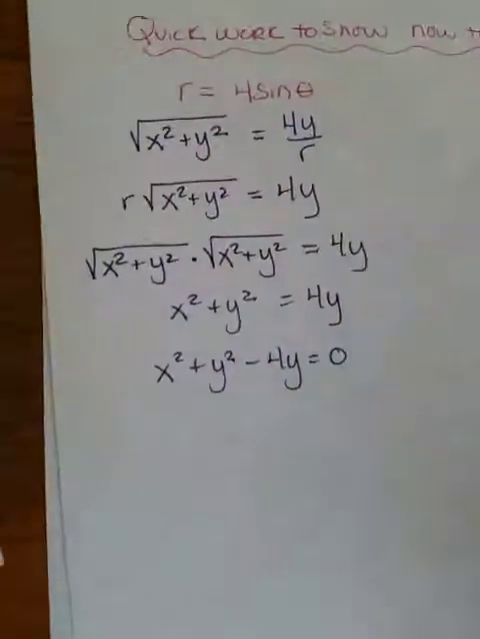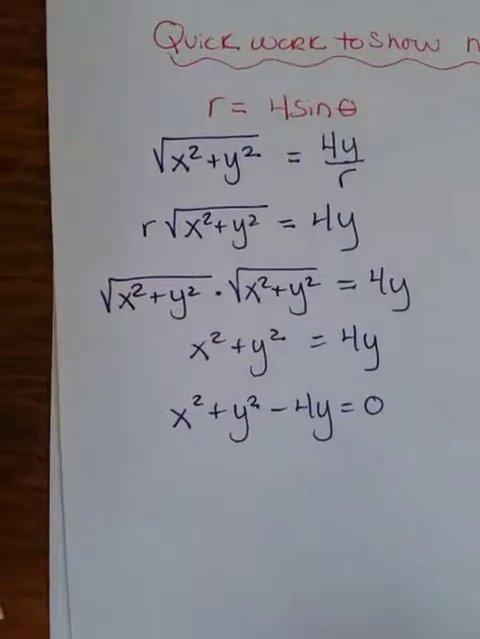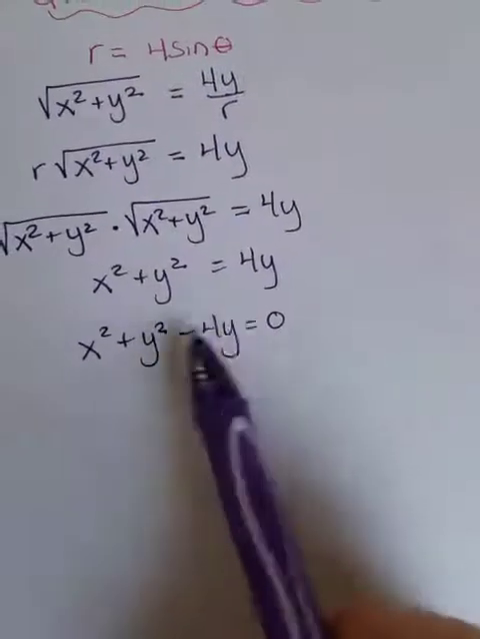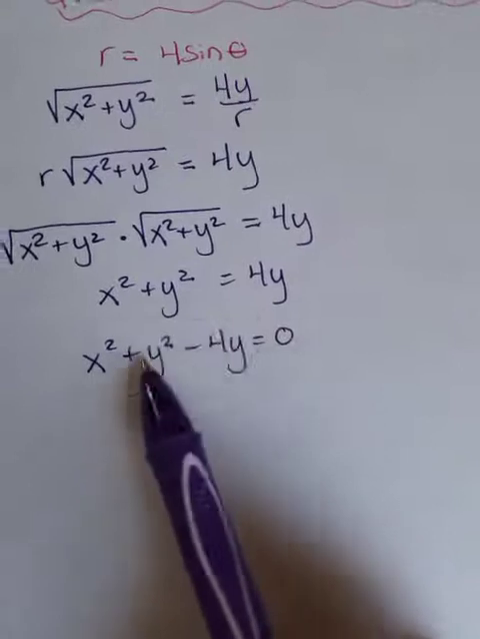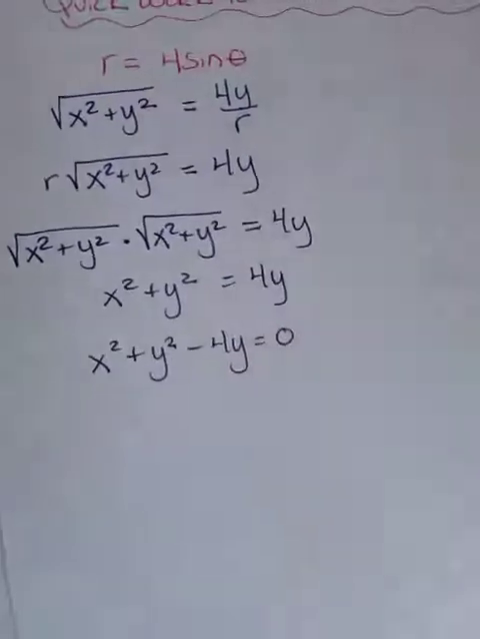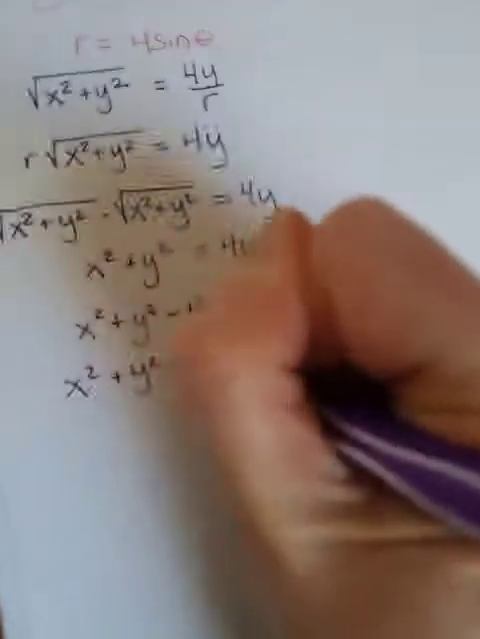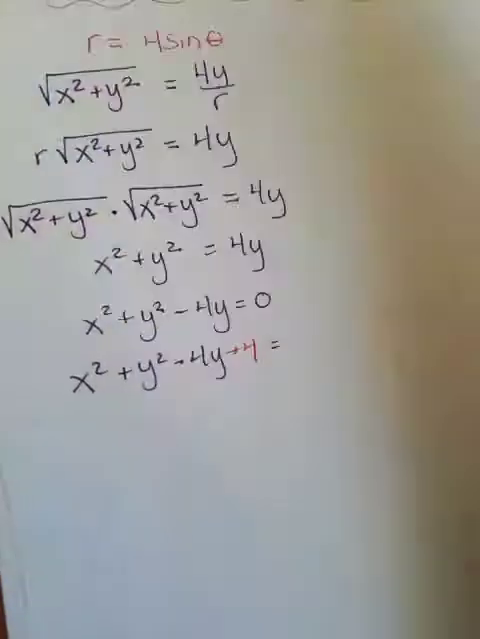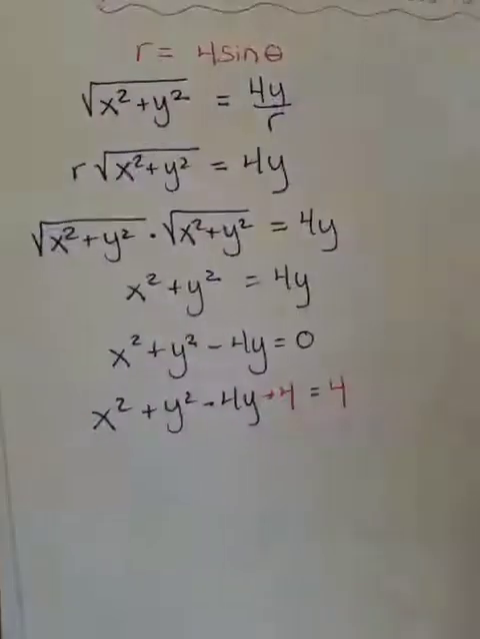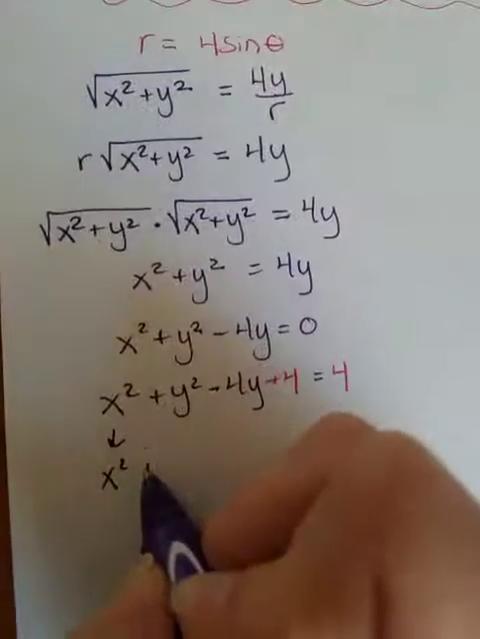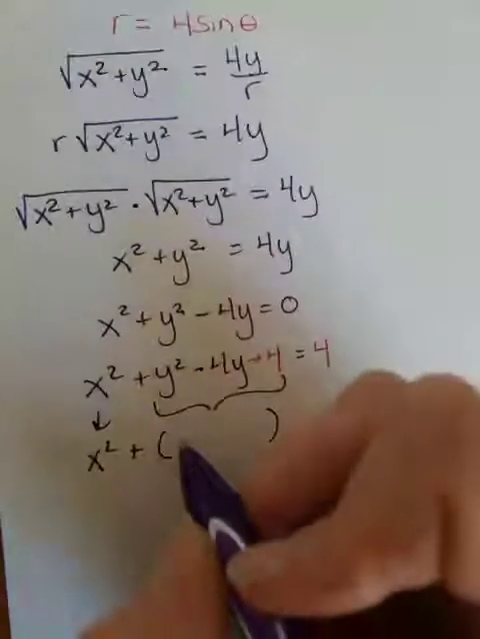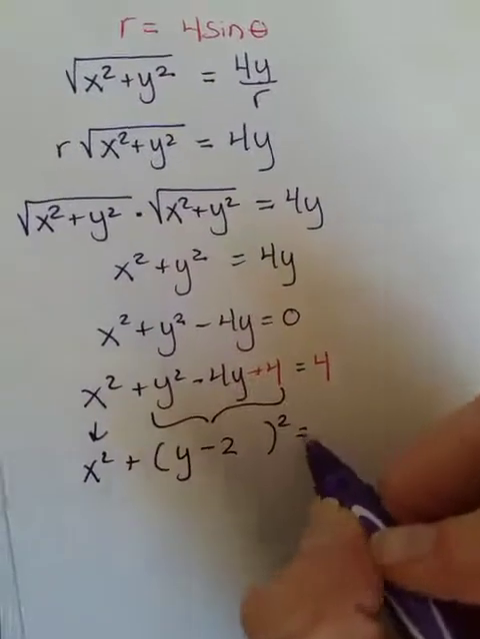Now, how am I going to get this into standard form of a circle? And so we want to figure out, well, what do I have to add? Basically, what do I need to add on here to make this a perfect square trinomial so that I could factor it? And so that answer is 4. So x squared plus y squared minus 4y, and I'm going to add 4 to both sides. Me with my colors here, because, right, I have my x squared plus, but now I can take this and I can write that in factored form. So that would be quantity y minus 2 squared equals 4.